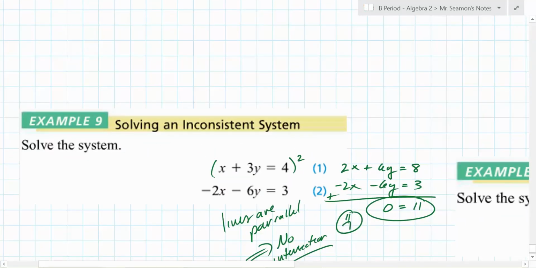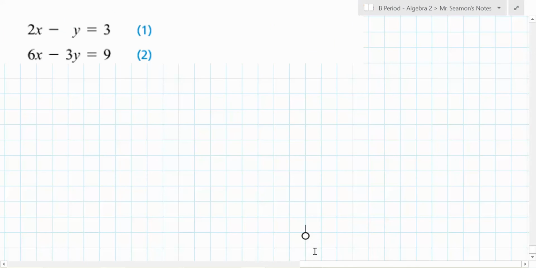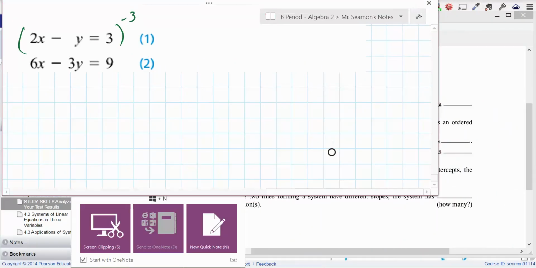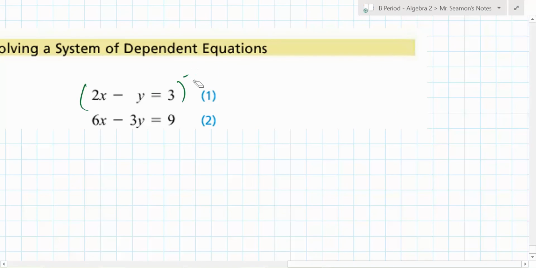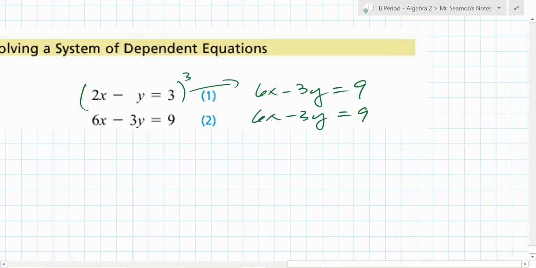Now what do you multiply the top one by? How about 3 or negative 3? Well, okay, let's do 3 and see what happens. If you do 3, what do you get on top, Sadea? 6x minus 3y is equal to what? And on the bottom you get 6x minus 3y is equal to what? 9. So can you subtract? Sure. If you subtract these, what do you get?